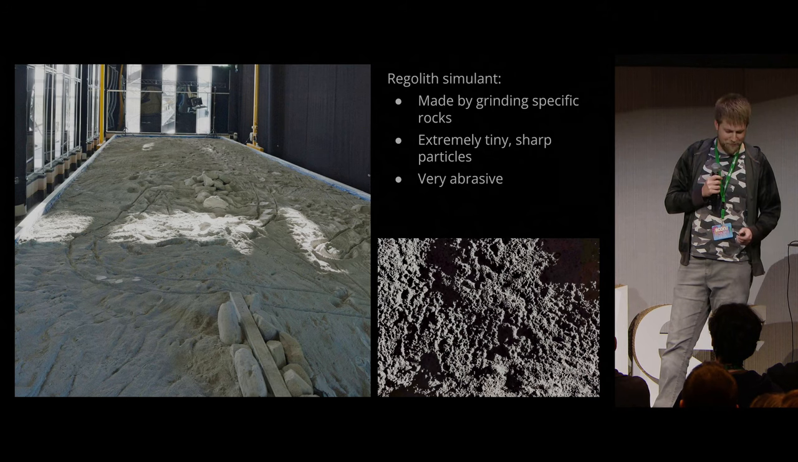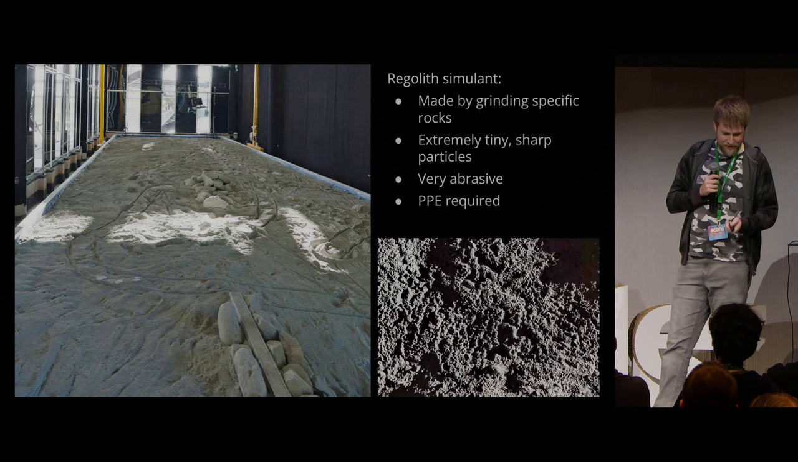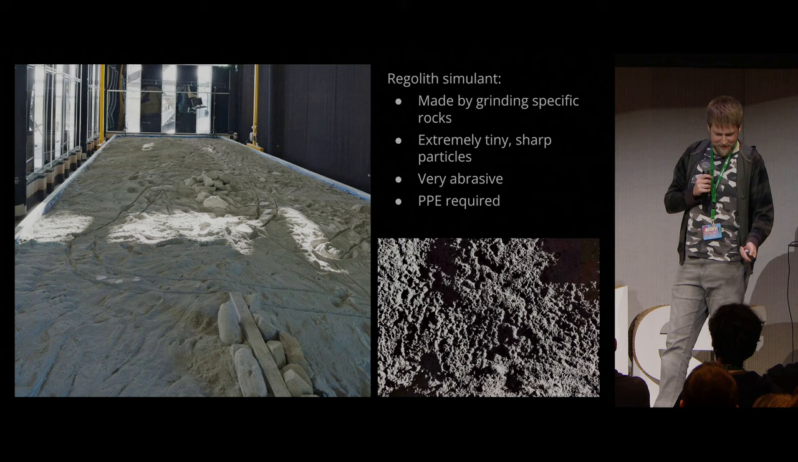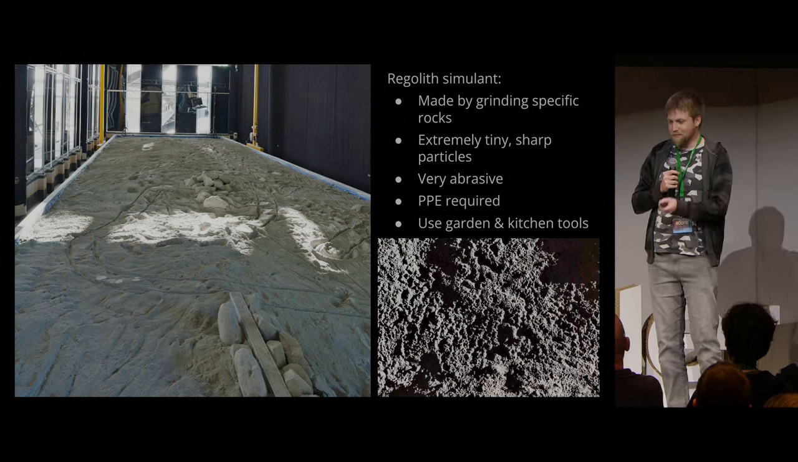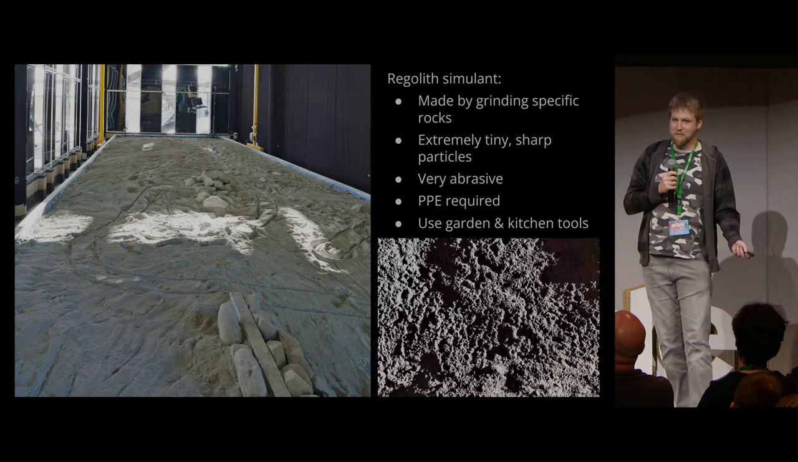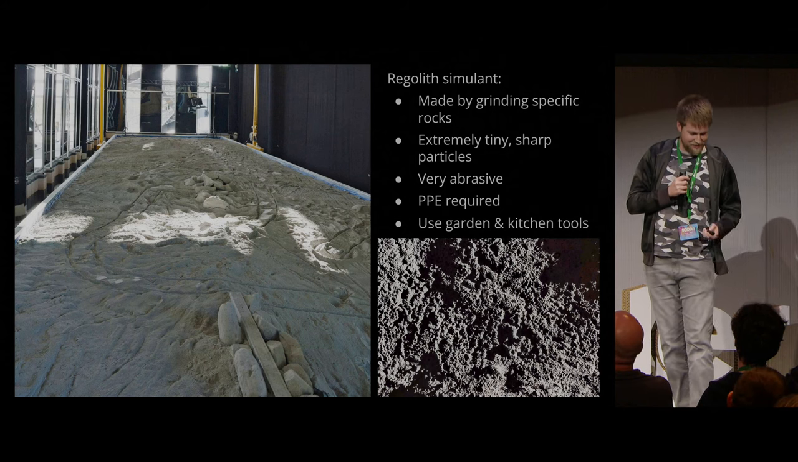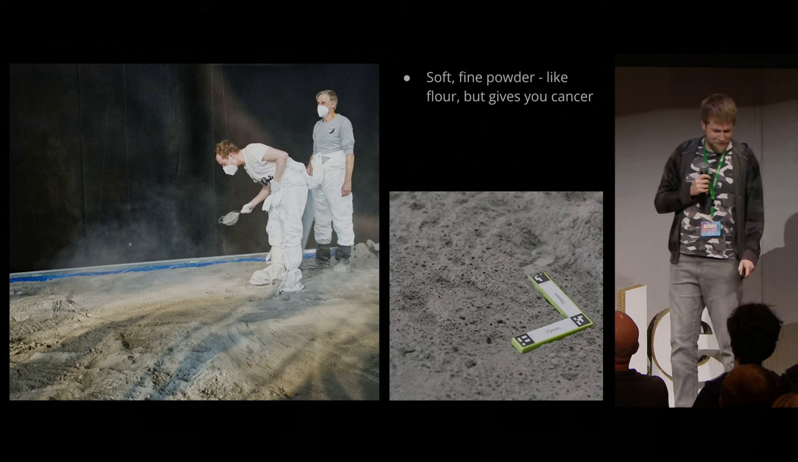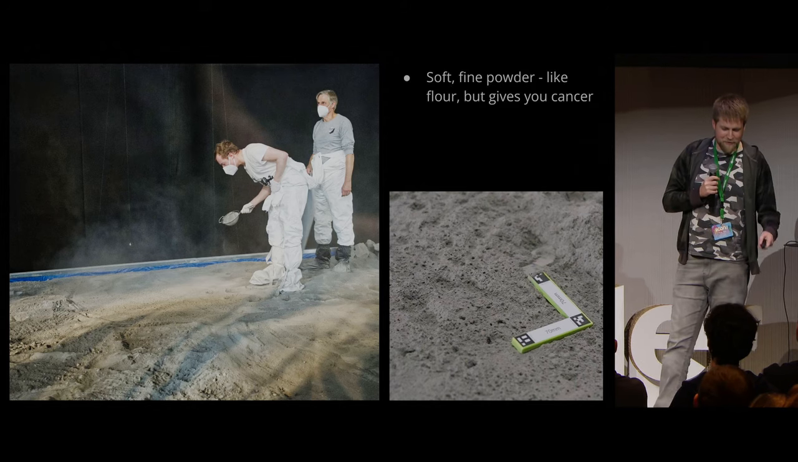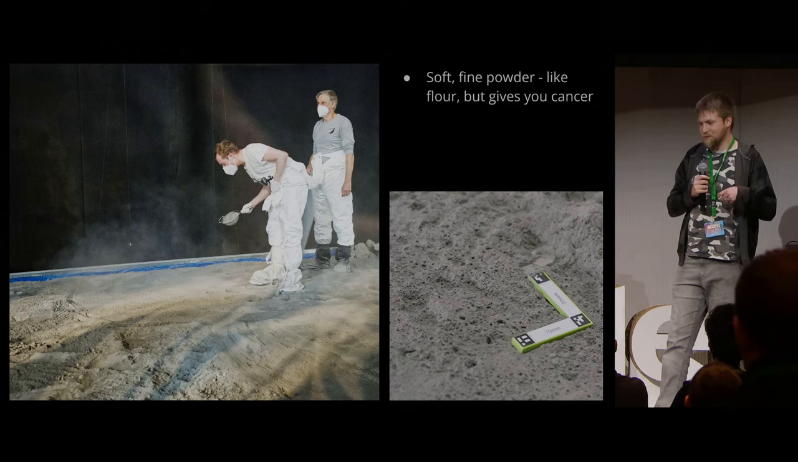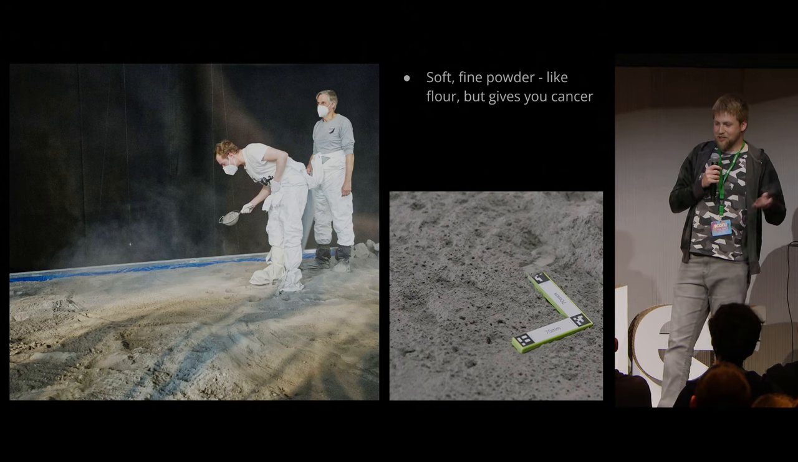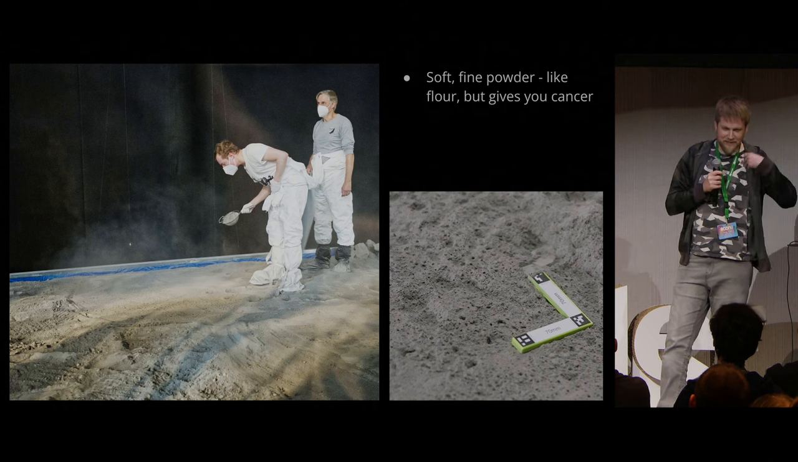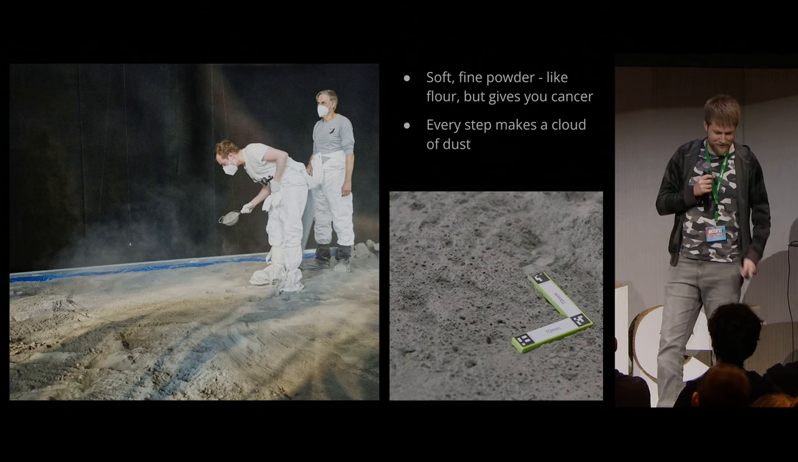You can't really clean it off because it's basically sandpaper that's in the air. So you have to use a lot of protection. And luckily, you can move it around using any gardening equipment like rakes and sieves, as you'll see in the next photos. So it's very soft and very fine. It's like flour, but it will give you cancer a little quicker. That's because it's very sharp, small particles. If you breathe it in and it goes in your lungs, it's not the best.